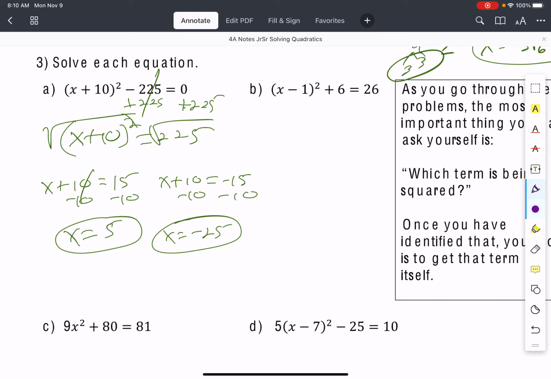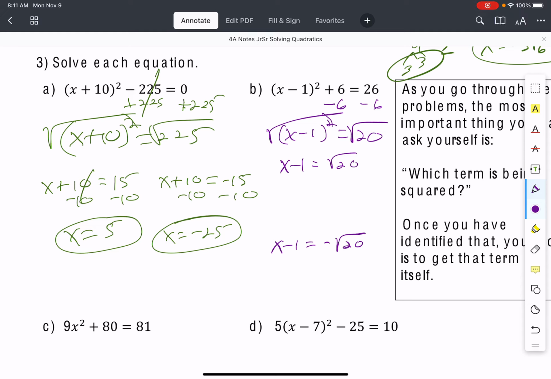Okay, next one is a little trickier because once I minus the 6, I get 20, and the square root of 20 is not a perfect square. So I have my equations here. Now, it doesn't matter when you simplify the square root. You can do it now or later. I'm going to do it now just because that's when I want to. So I'm going to take that into 4 and 5. 2 and 2. I've got my pair of 2's.